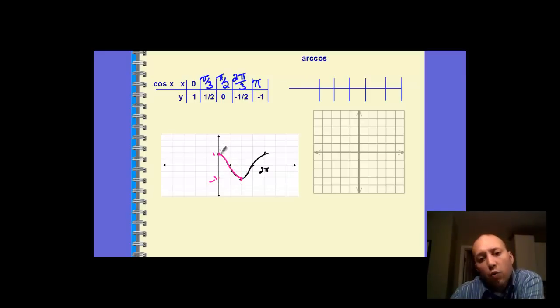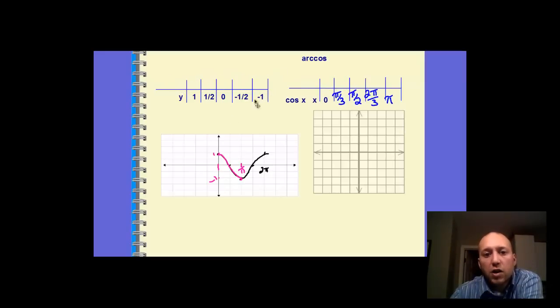So all of the y values are included here. We're restricting our x values from 0 to pi. And so the values up here are really the values we're going to use to graph the inverse function. So just like we did with the sine, we're going to switch our x and our y values to graph the inverse. So let's graph the arc cosine here.